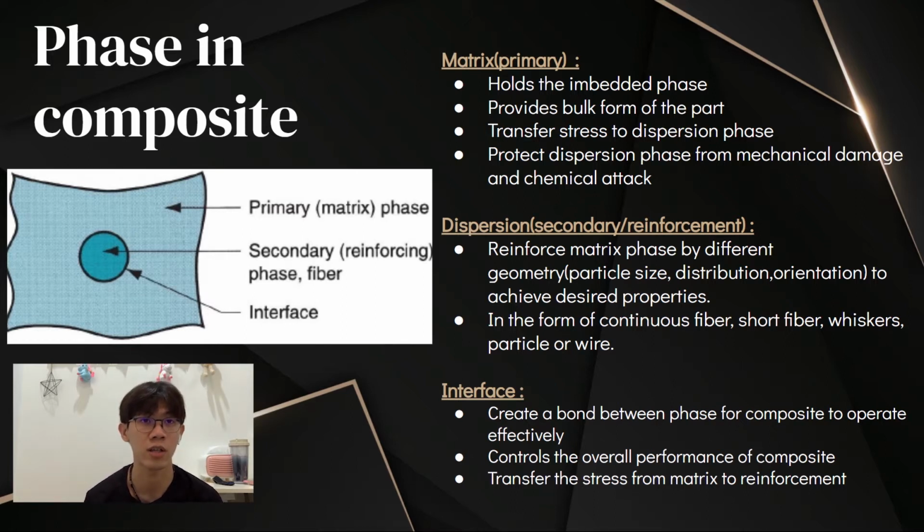and chemical attack. The dispersion phase is embedded in the matrix phase and helps to reinforce the matrix phase by different geometry, for example, particle size, distribution, and orientation, to achieve the desired properties. Therefore, this is sometimes called reinforcement. The dispersion phase can be in the form of continuous fiber, short fiber, whisker, particle, or wire. There is also an interface between the matrix and the dispersion phase in the composite material. It is to create a bond between the phases for the composite to operate effectively and to control the overall performance of the composite. It also helps to transfer the stress from matrix to reinforcement.